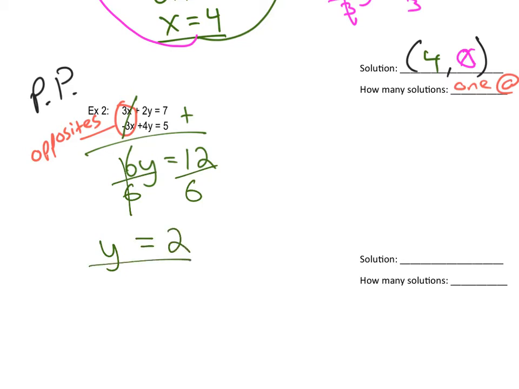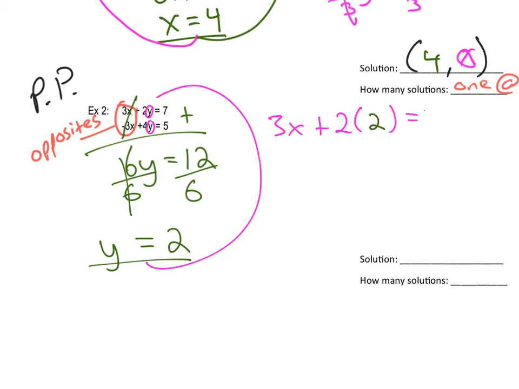Once we have the y value, we're going to go back to one of our originals. We're going to go up here and either replace this y or that y with 2 and solve for x. So let's use the top one. 3x plus 2 times the y we just solved for, 2, equals 7. Again, that's the top equation, replacing the y with 2.